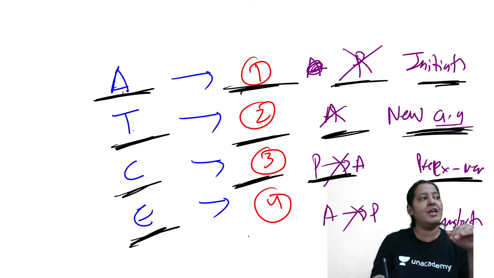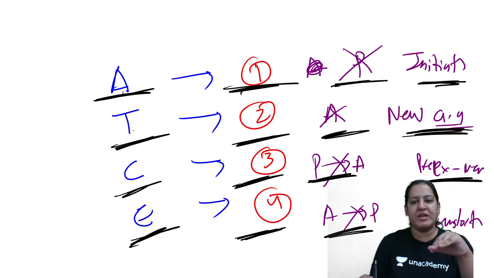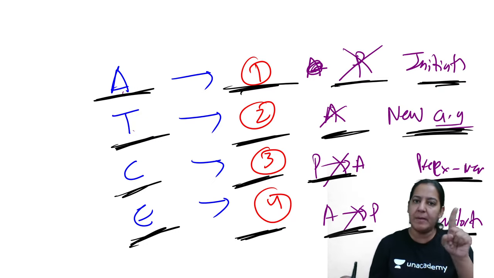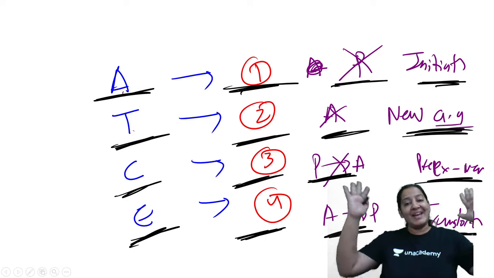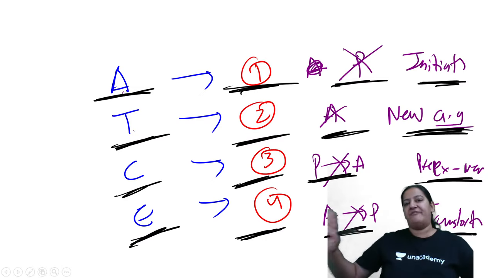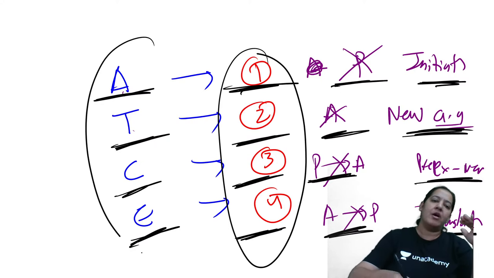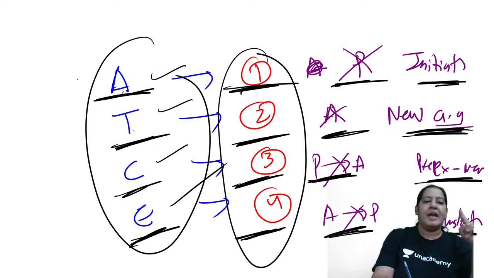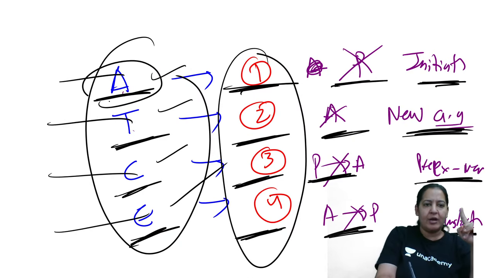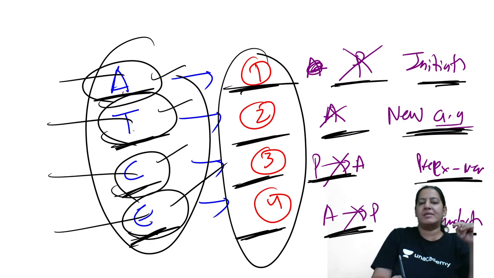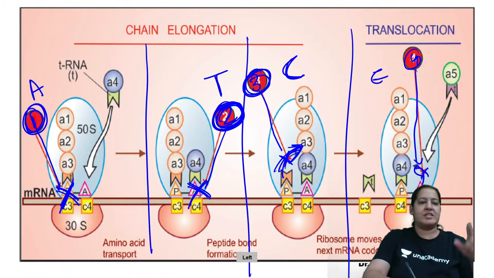And erythromycin inhibits step number 4, that is A to P shift, that is translocation of the complete ribosome by one codon ahead. So anything can come in your exam, but you are prepared for everything. Give me a thumbs up. You can learn step 1, 2, 3, 4. Everyone knows. So you can learn a mnemonic ATCE: Aminoglycoside, tetracycline, chloramphenicol, erythromycin. In this sequence, they are inhibiting the four steps.